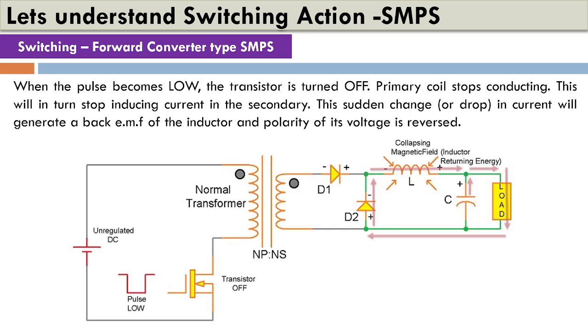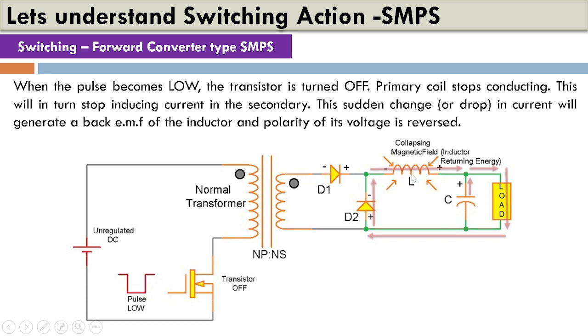Let's see what happens when it is off. Now, when there is a low pulse, the transistor or the MOSFET is off, hence the primary coil stops conducting. This will also stop the induced voltage and current in the secondary side. This sudden change or drop in the current will generate a back EMF.